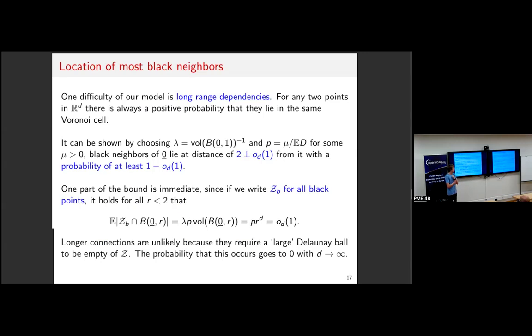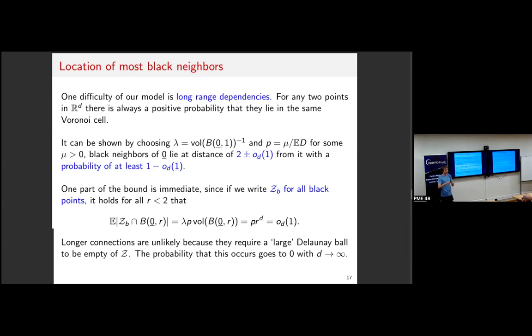How many black points are in this ball? I can just calculate the expectation. It's very easy because it's now a Poisson point process. So you just get that this is p times R to the d, but p was like this, right? And the expected typical degree always had this leading order term of like 2 to the d. And if R is strictly less than 2, then this will just go to 0. So the reason why we don't have any black points that are closer than 2 to the typical point is just that, in expectation, you will not find any black points that are closer.